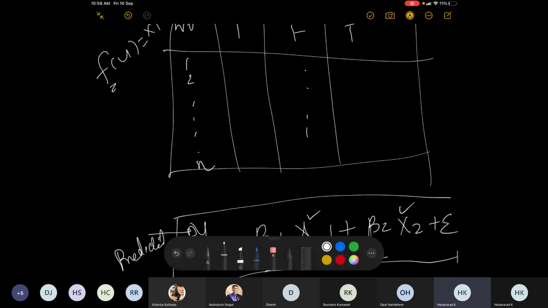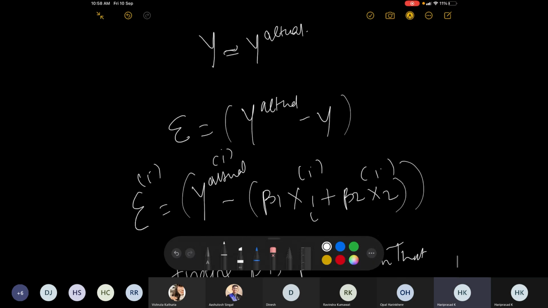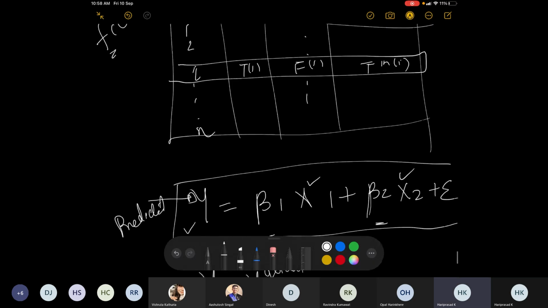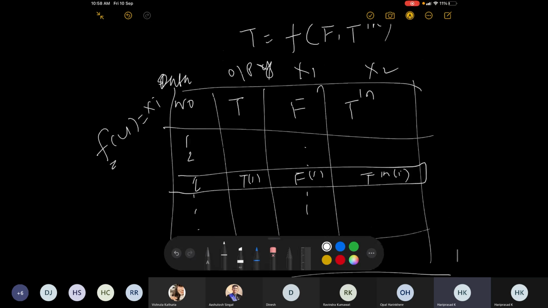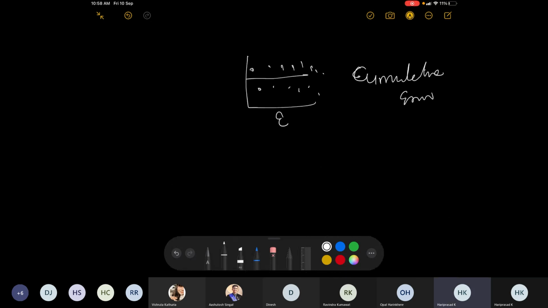So I'll take an i sample here. i, which is Ti, Fi, and T in i. This is just for the one sample, but whatever you have recorded is a huge tabular data. So what you are really interested in minimizing is not just epsilon, but the sigma of epsilon over all data points, which is i equal to 1 to n, epsilon i.